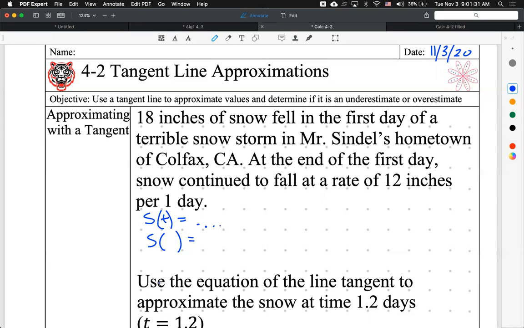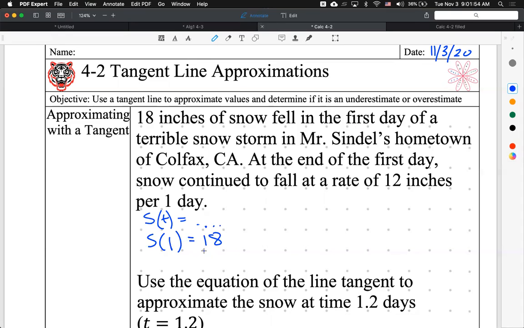And we'll say T represents days. So for example, first day, I can say first day would be 1 day. So S of 1 would be equal to what, Fiona? S of 1 is equal to 18. So this is the type of information that you'll probably see on the AP test, but I like making word problems too.